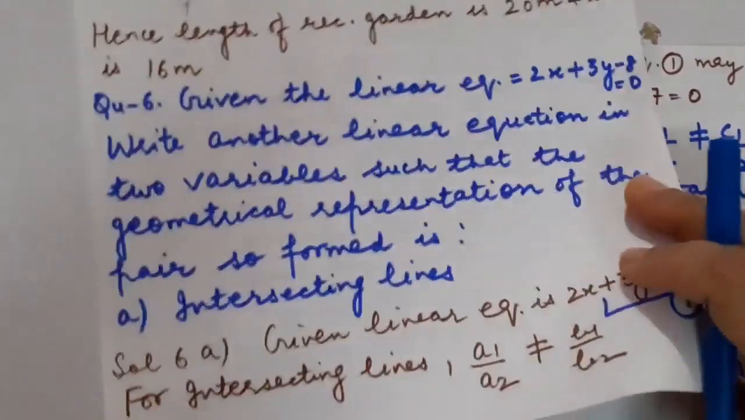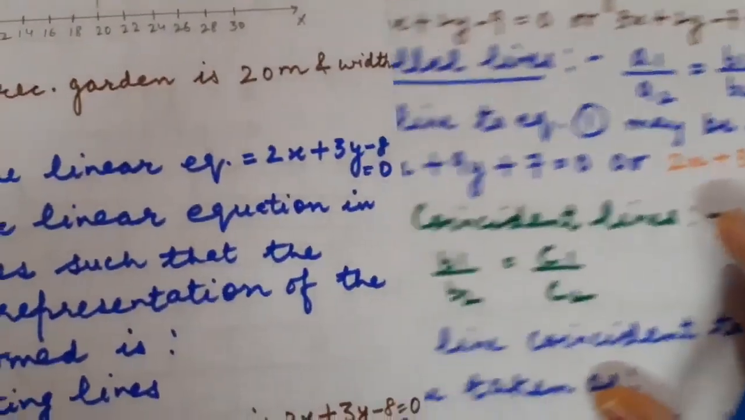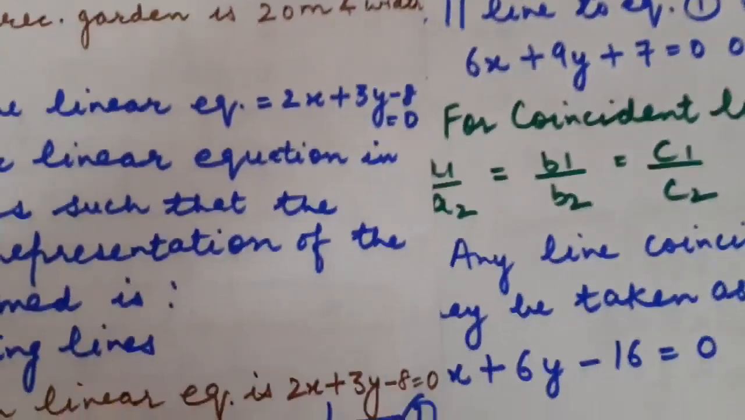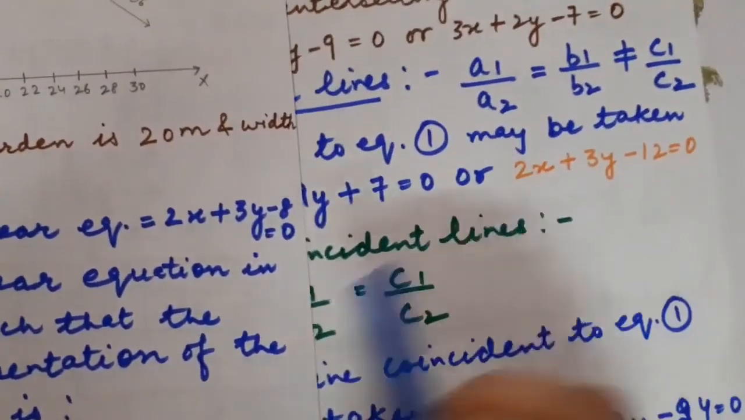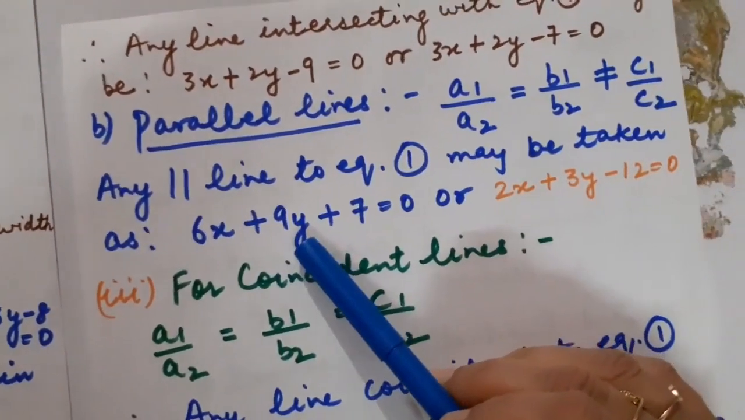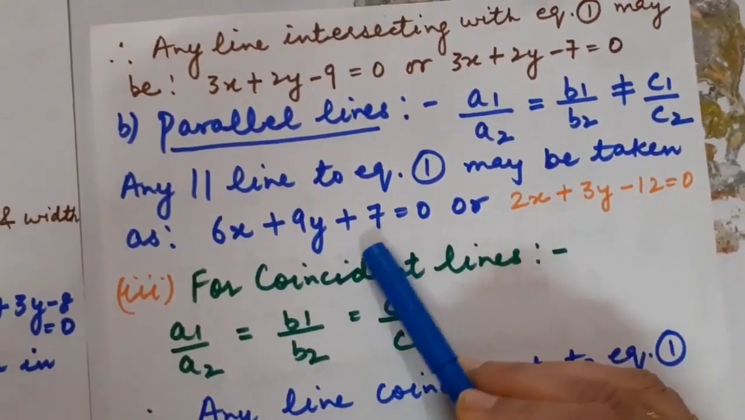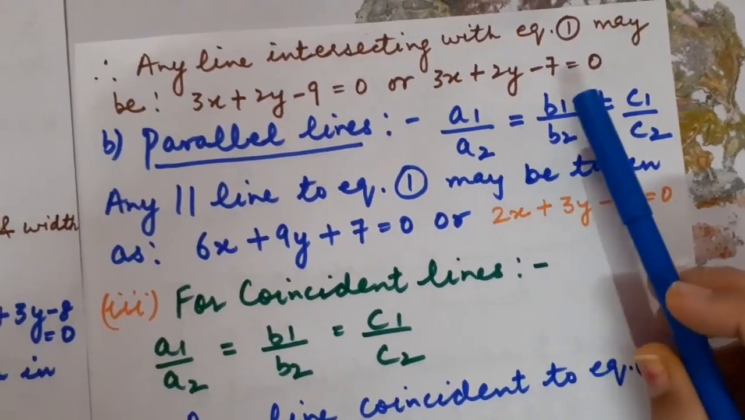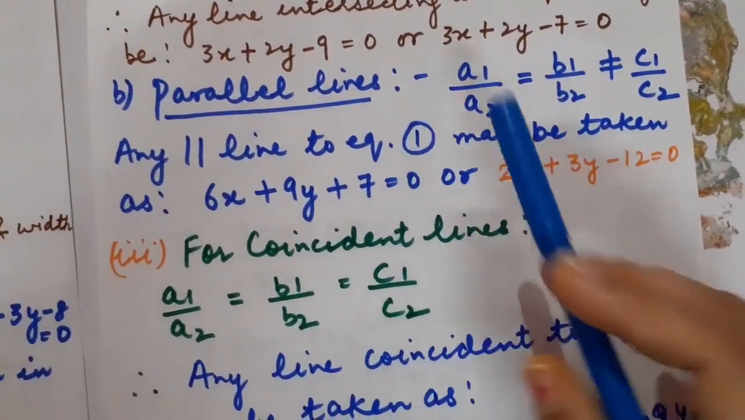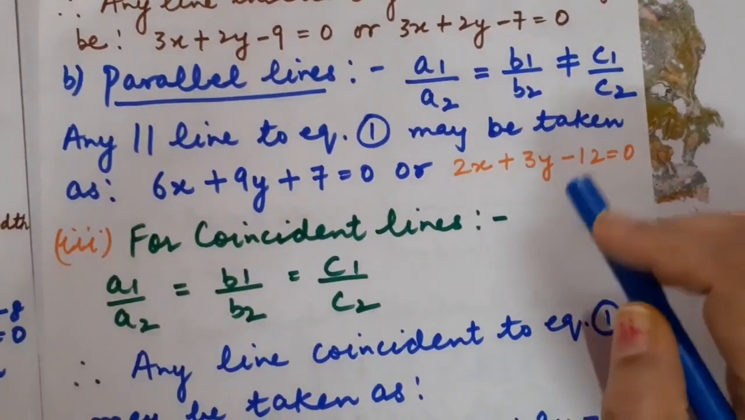See children, this was the standard equation: 2x plus 3y minus 8. I am going to keep both of them together so that you can understand better. A1 upon A2, what will it be? This is 2 upon 6, means I have got 1 upon 3. Correct? Now I am going to take 3 upon 9. That will also be 1 upon 3. But in the question it was given minus 8 and here I have taken 7. So 1 upon 3 is equal to 1 upon 3 but not equal to 8 upon 7. So the condition for the parallel lines is satisfied. You can take as many equations as you like, that depends on you, but the condition should be satisfied.